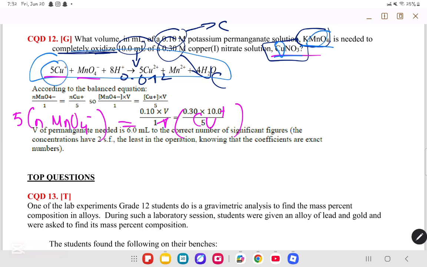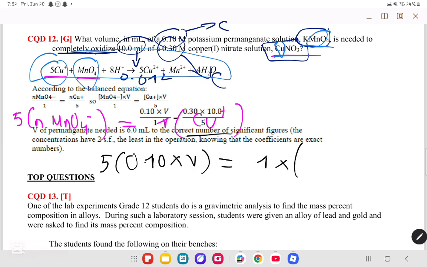So 5 Cu+ is going to react with 1 MnO4-. That means 5 times the number of moles of MnO4- is equal to 1 times the number of moles of Cu+. How do we find the number of moles of MnO4-? It's going to be 5 times the concentration, which is 0.10, times the volume. It's equal to 1 times the number of moles of CuNO3. How do we find it?